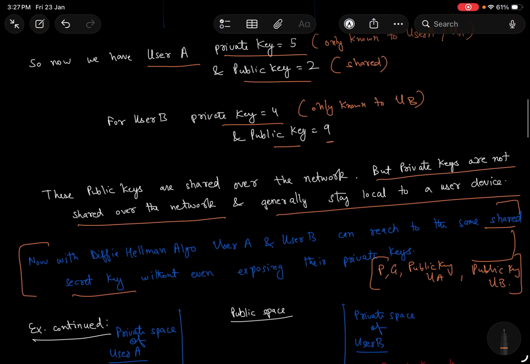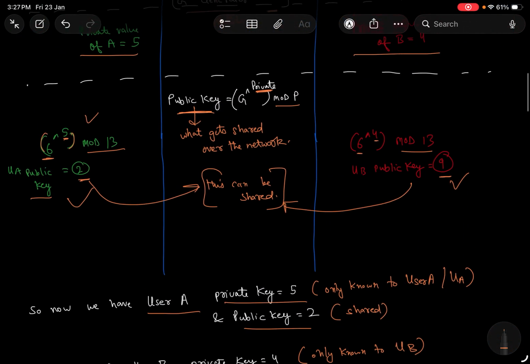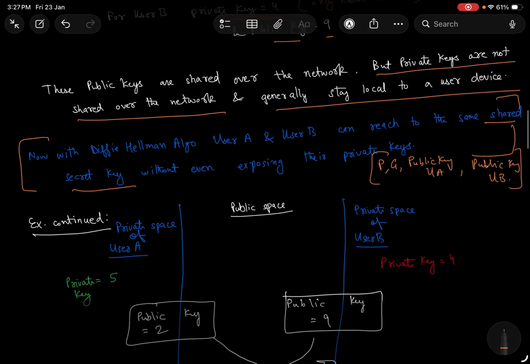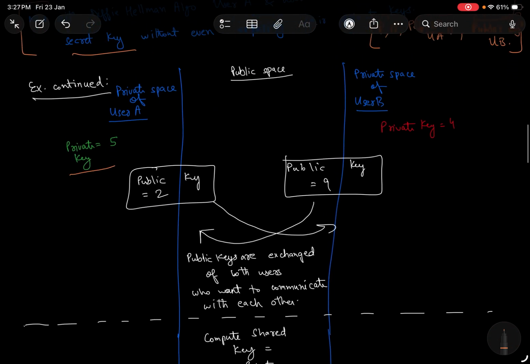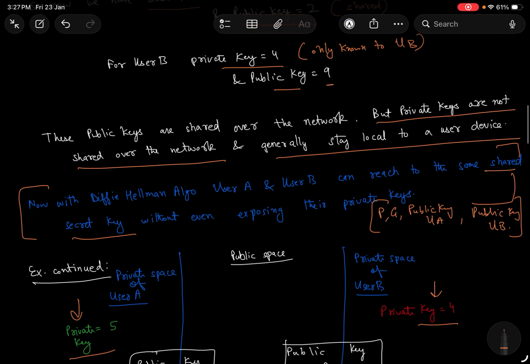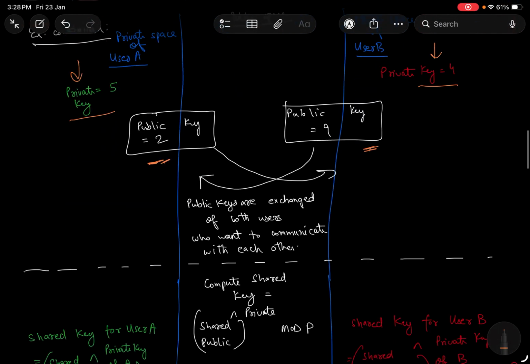So again, I am continuing with our earlier example. As we saw above, the private key for A was 5. Then we reached its public value as 2. Similarly for B, we had 4. We reached a public key of 9. Similarly, I have mentioned it over here. So this stays in the private space of user A, and these are the public values, so they can be easily shared over the network. So public keys are exchanged by both users who want to communicate with each other.